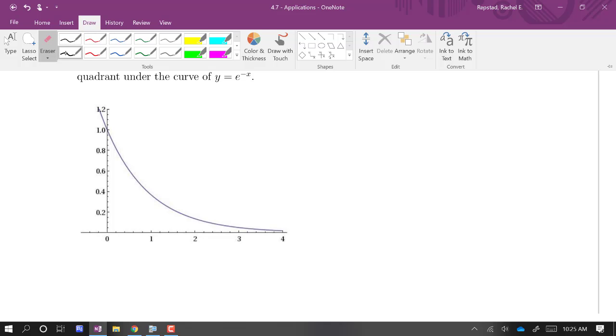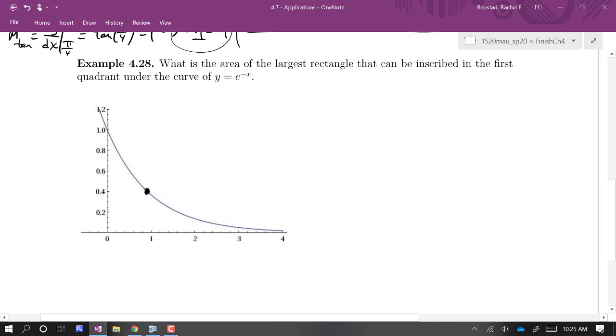So what we're looking for is, let's say it's right here. I'm just drawing one. And imagine I could slide that point anywhere. So I'm picking an arbitrary point. Let's say I pick the point where the x-coordinate is x and the y-coordinate, since it's on the curve, is e to the negative x.